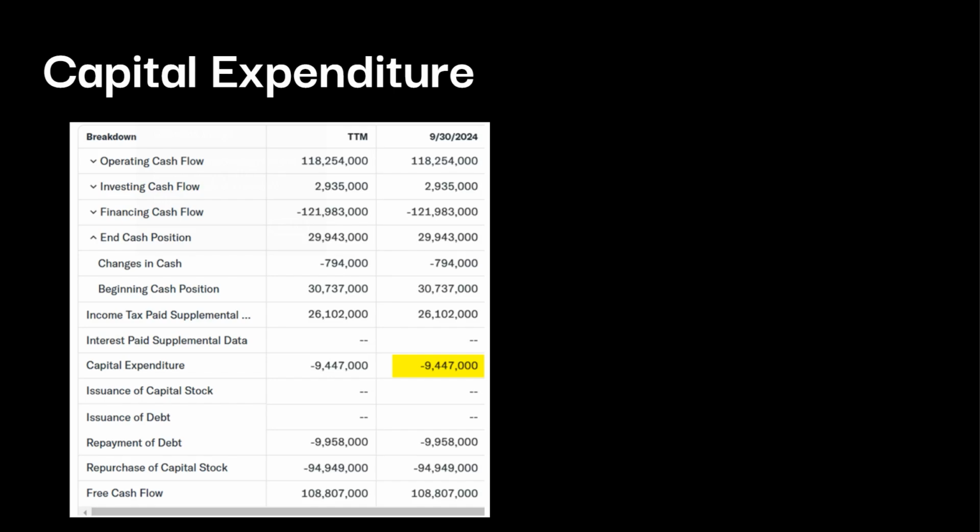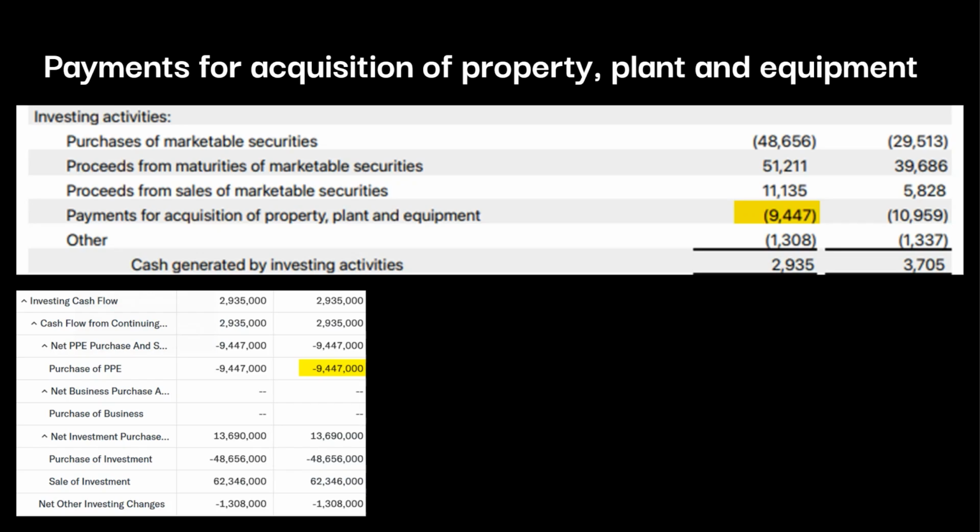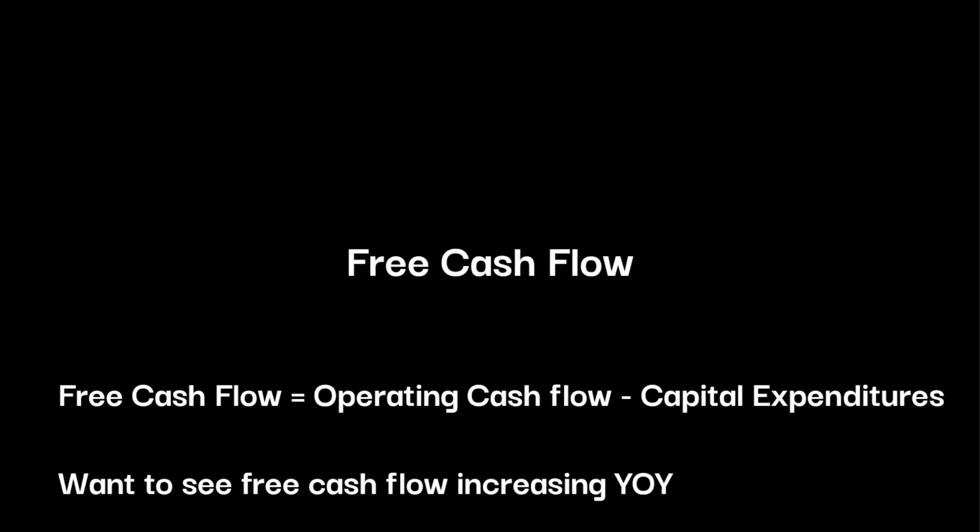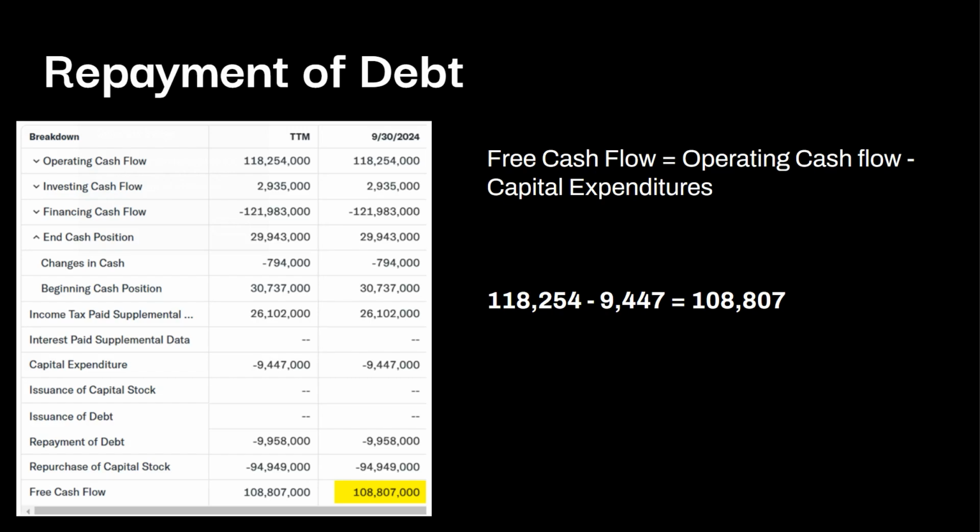And you can see capital expenditures is just linked right over here, negative 9,447, right below the income tax. And you can see that this lines up directly with payment for acquisition of property, plant, and equipment. Same exact value. Next is free cash flow. Free cash flow is going to be your operating cash flow minus your capital expenditures. We want to see our free cash flow increasing year over year. And again, this is just right over here, 108,807.